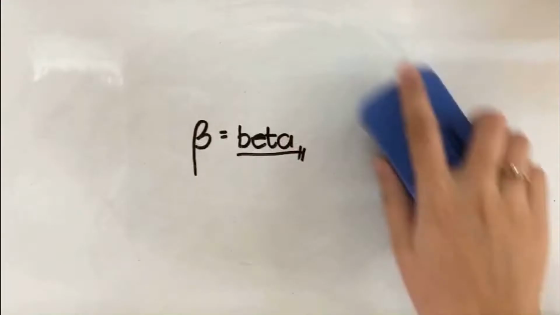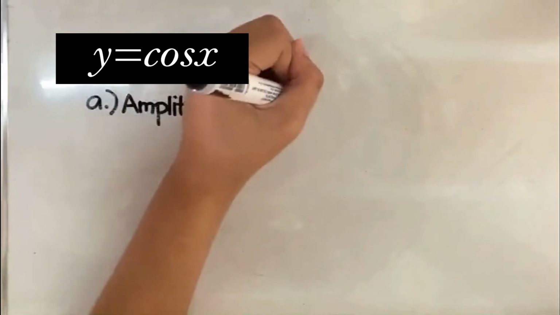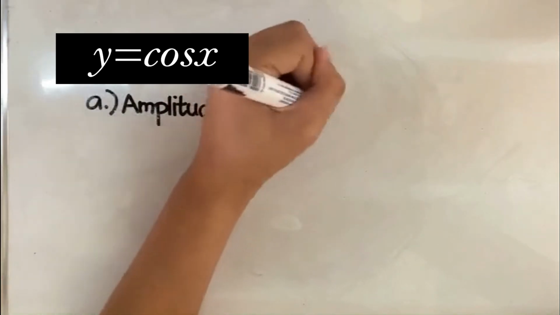So let's start. I'm going to rewrite the equation first. Y is equal to alpha cosine beta x. First, let's determine our amplitude. Amplitude is actually the absolute value of your alpha. And in this case, our alpha is equal to 1. So the absolute value of 1 is 1.